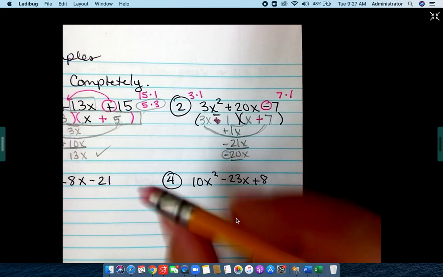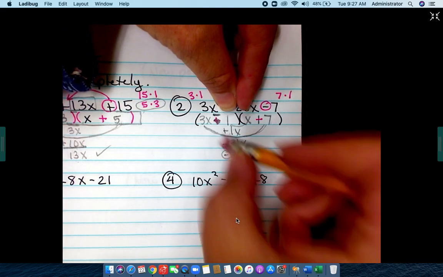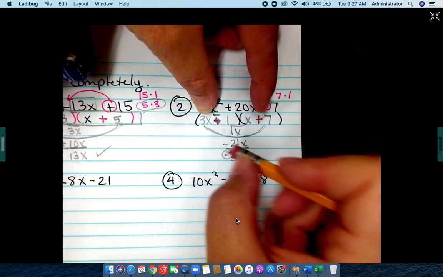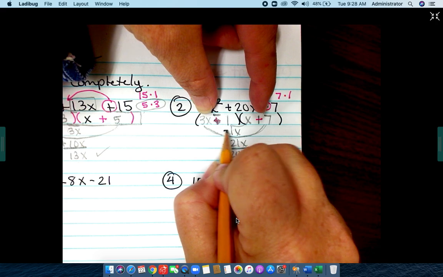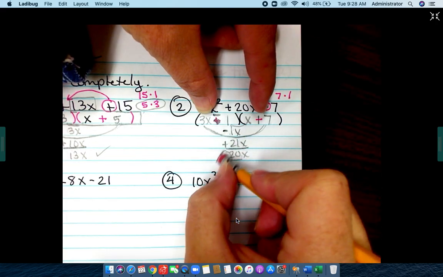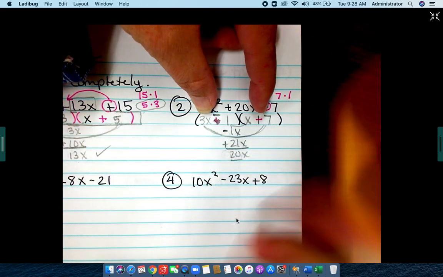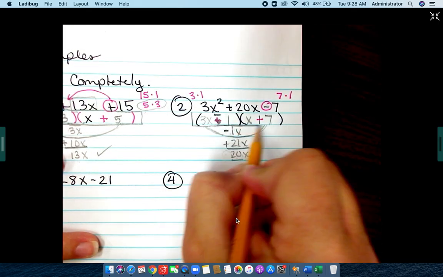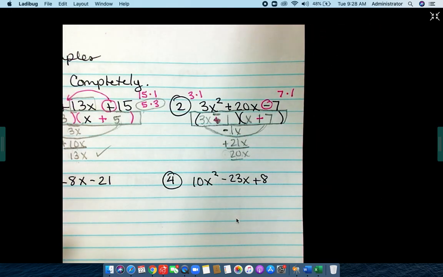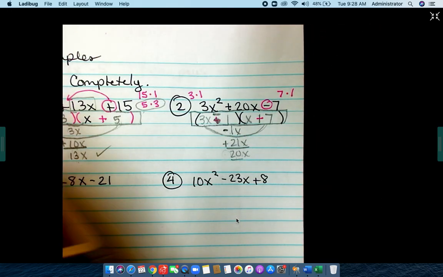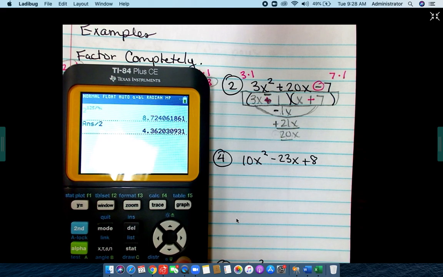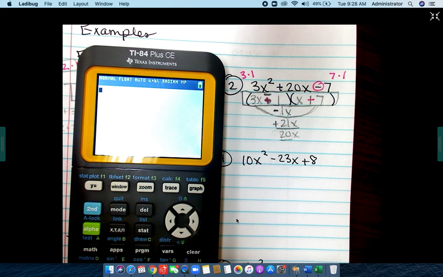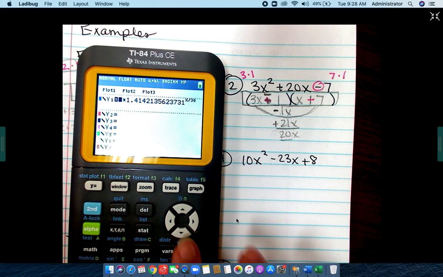Why? Because now negative 1 times x is negative x. 3x times 7 is positive 21. And negative 1 plus 21 is positive 20. So now this is right. Now I have known students that using a calculator, they like to do trial and error on their calculator, and that's perfectly fine. If you want to try this, let me teach you this method.